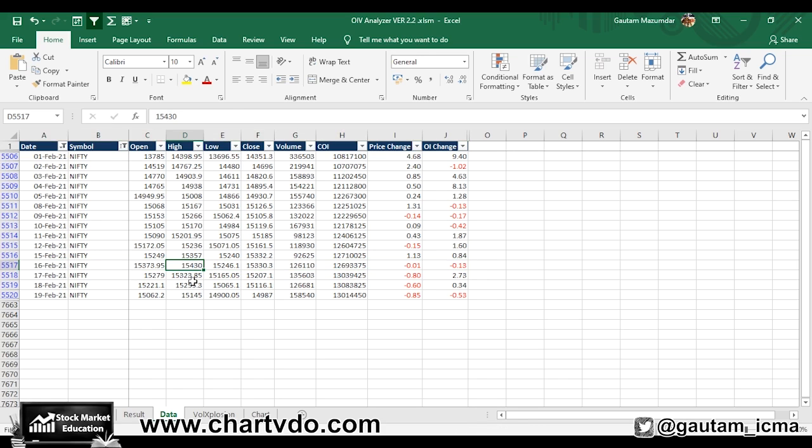Welcome back. The market created a recent top at 15,430 on 16th of February 2021. Here I am speaking about Nifty futures. In my previous week, I had said that there is no sufficient open interest build-up for the trend to continue. We are witnessing a correction thereafter.